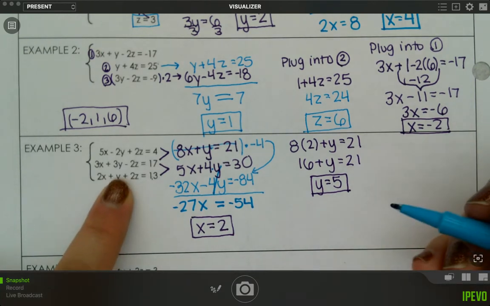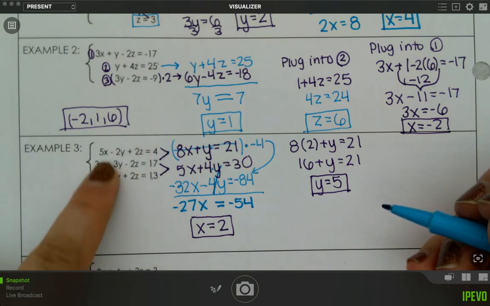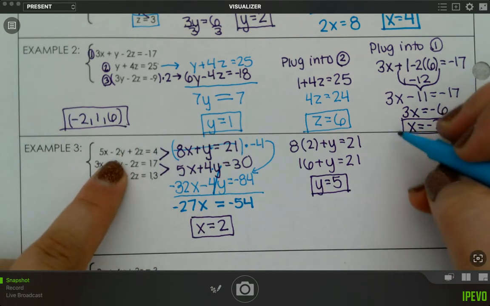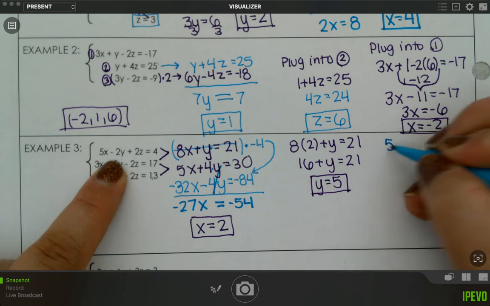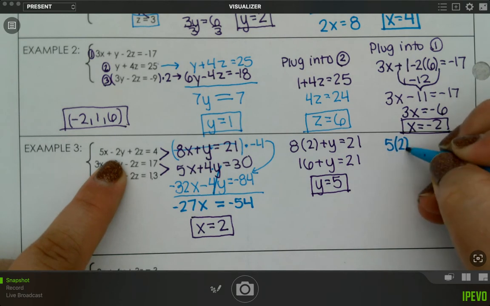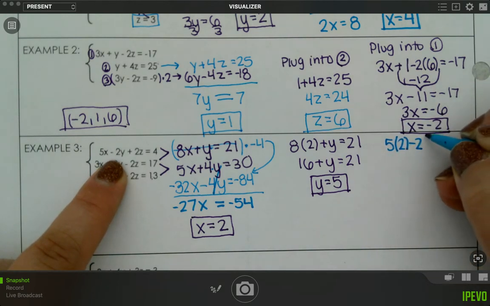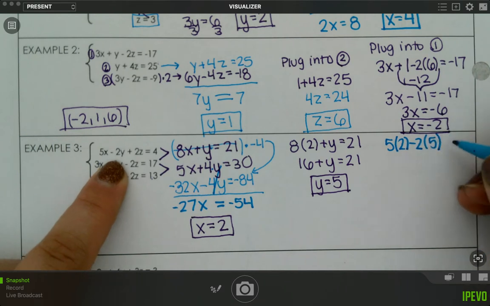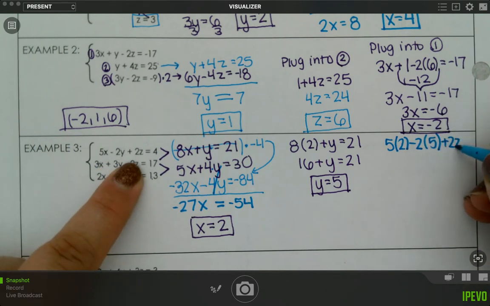So to find z, I go back over here and I pick any one of these. I'm just going to pick the top one to keep things simple. 5, and then instead of x, 2. Minus 2 instead of y, put a 5. Plus 2z equals 4.